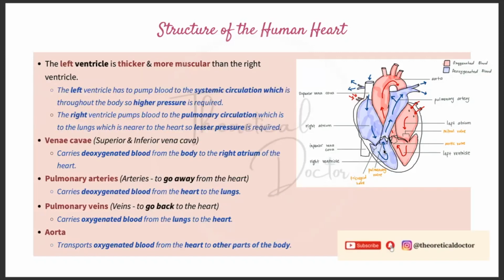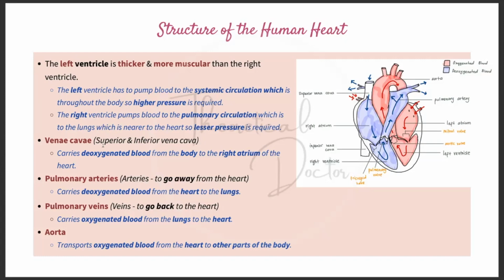So the left ventricle, this one, is thicker and more muscular than the right ventricle. This side here is thicker. Why? Because the left ventricle has to pump blood into the systemic circulation, which is throughout the whole body. So higher pressure is required. And in order to generate that very high pressure, you need more muscles. You need to be stronger. So the right ventricle, this one, pumps blood to the pulmonary circulation, meaning to the lungs, and therefore lesser pressure is needed because it's nearer to the heart.